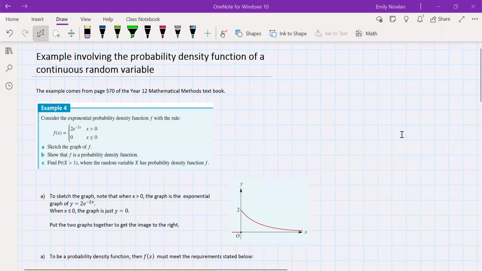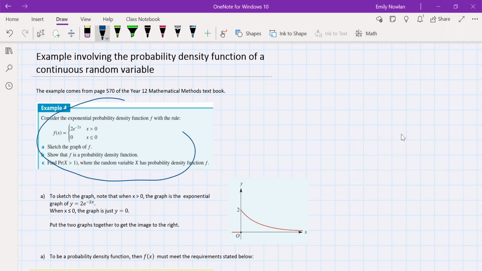Hello everyone, we're going to have a look at an example involving the probability density function for a continuous random variable. So here's the question written here. That's what we're looking at. We're going to consider the exponential probability density function for this rule here. Now this is in two pieces. This is what happens when x is bigger than 0, and this is what happens when x is less than or equal to 0.